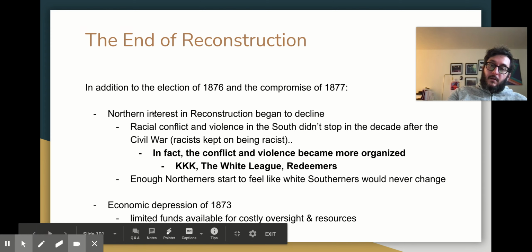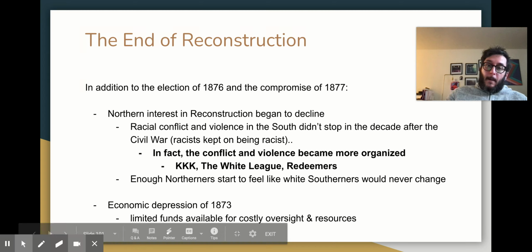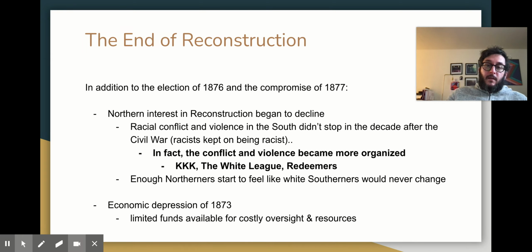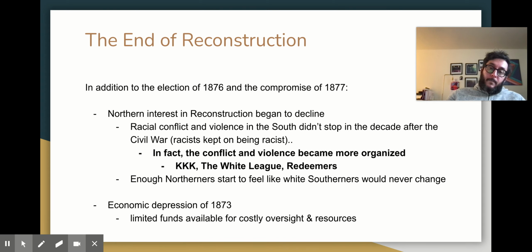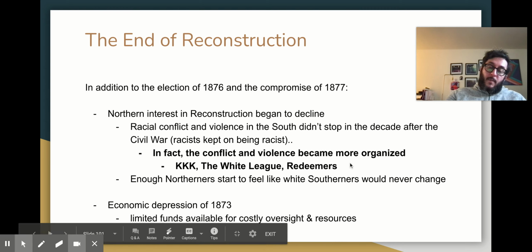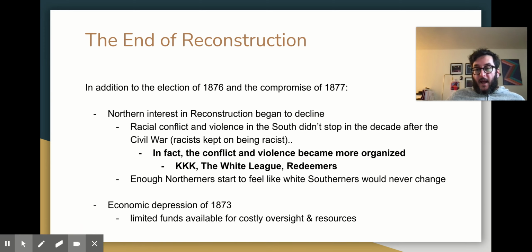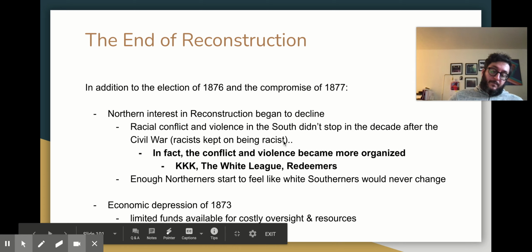They're starting to see that conflict and violence aren't stopping. They didn't stop in the decade after. If anything, the conflict and violence gets worse. It becomes more organized. This is where we really see groups like the KKK, the White League, which is similar to the KKK, and also the Redeemers, which I'll talk about in a second. We see these anti-interference, anti-Black, pro-Southern individuals start to organize into groups that can really do organized violence, that can really do organized politics. The Redeemers are a political organization.